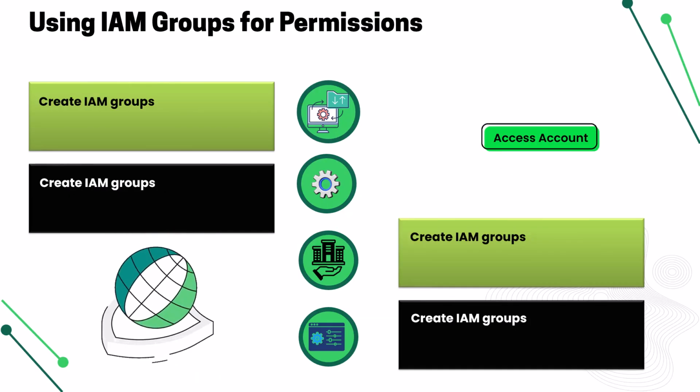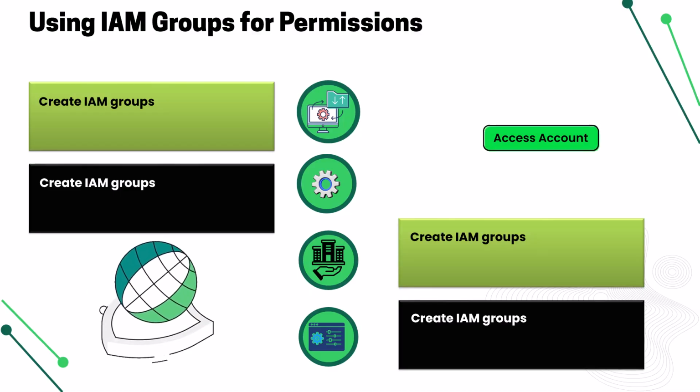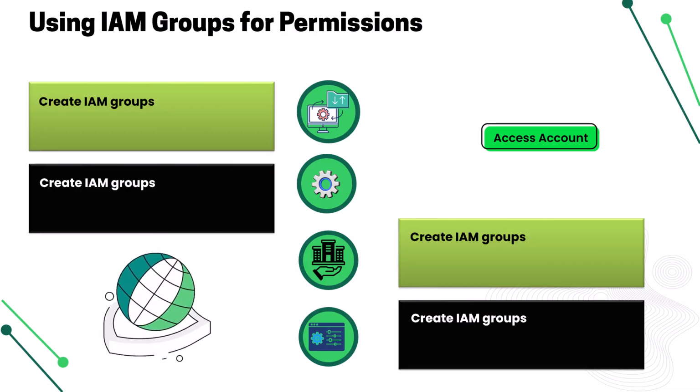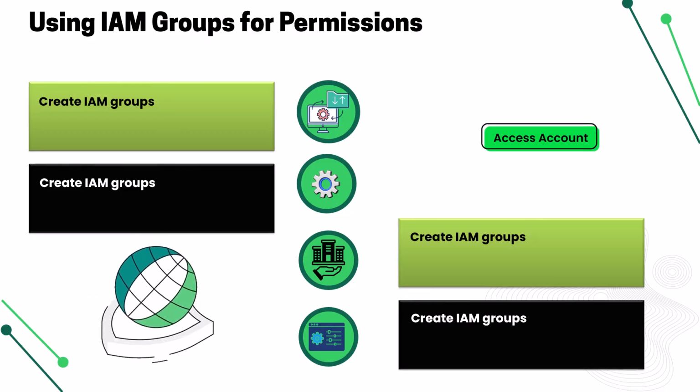IAM groups save you from manually assigning permissions to every user, because nobody enjoys that. Create groups based on roles, assign users accordingly, and manage permissions at the group level. This keeps things tidy and efficient. Instead of juggling individual permissions like a circus act, IAM groups keep AWS access structured and under control.